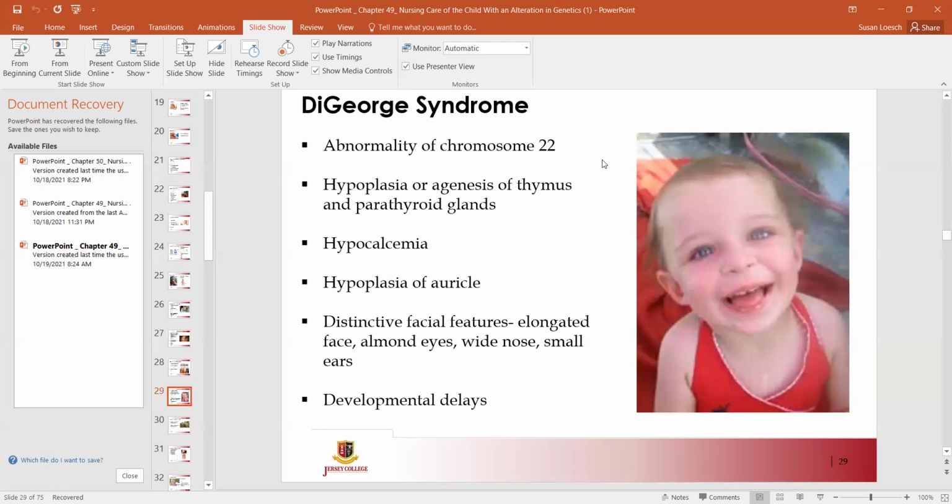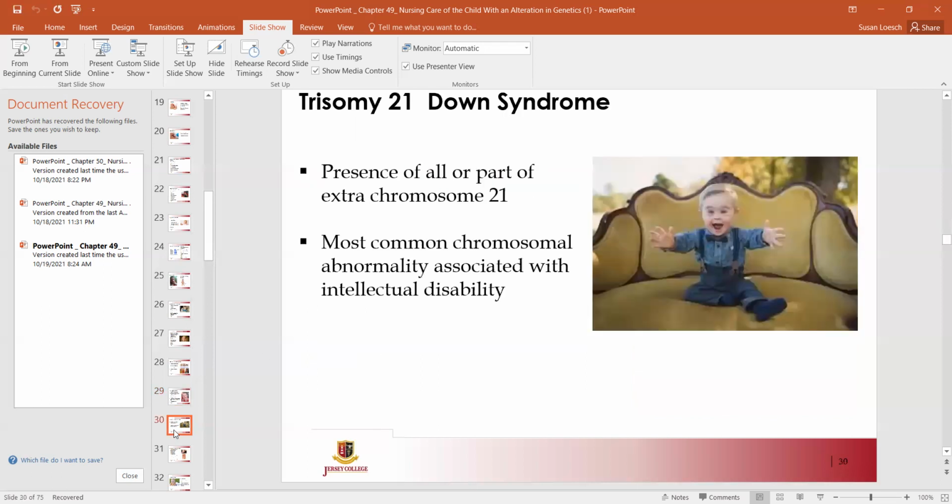DiGeorge syndrome, this is the abnormality of that chromosome 22. These patients will present with hypoplasia or agenesis of the thymus and the parathyroid glands, leading to immunity issues, hypocalcemia, hypoplasia of the auricle, distinctive facial features with the elongated face, the almond eyes, the wide nose, and the small ears, and then additional developmental delays.